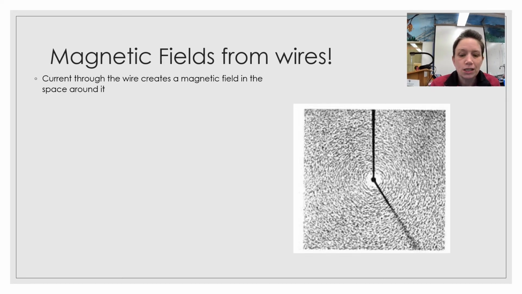When you actually do this experiment, like a wire running through the paper with a bunch of iron filings or something sprinkled on the paper, you can see the shape of those field lines is actually circular around the wire.